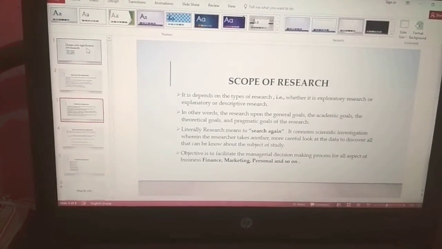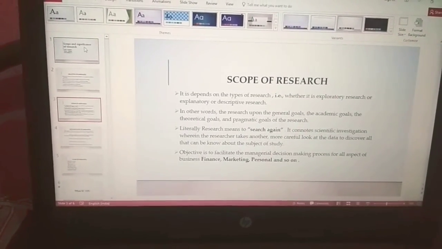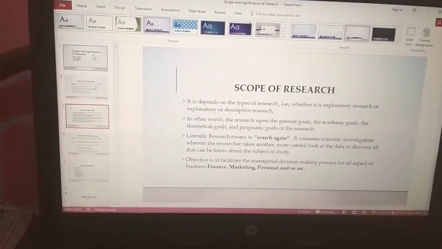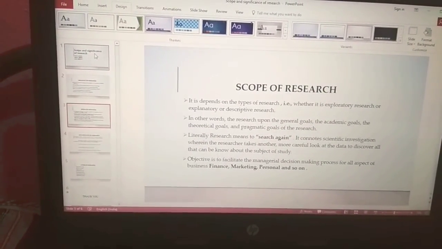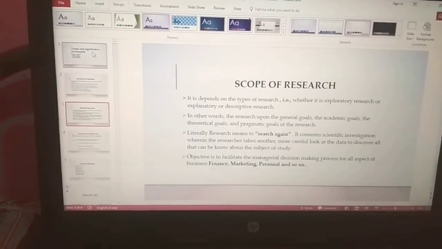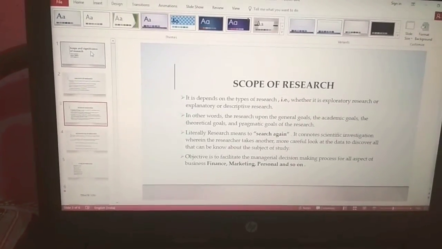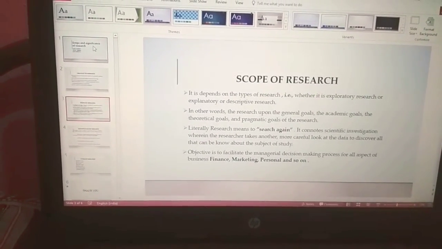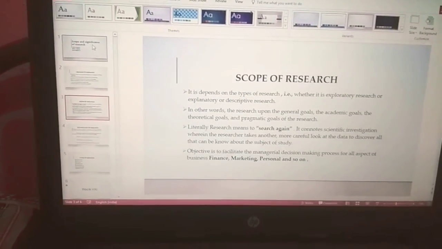Next, the scope of research. It depends on the type of research. For example, whether it is exploratory research, explanatory research, or descriptive research. The first one is exploratory research. This kind of research is called preliminary research, or a primary research field.